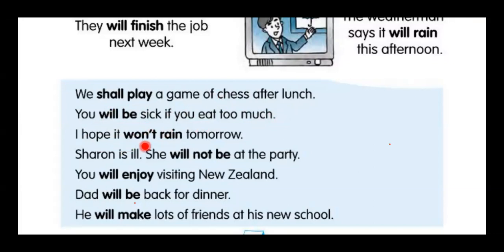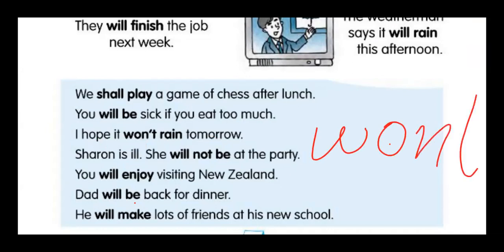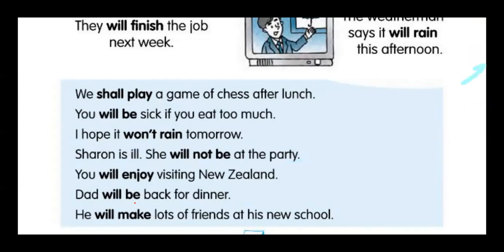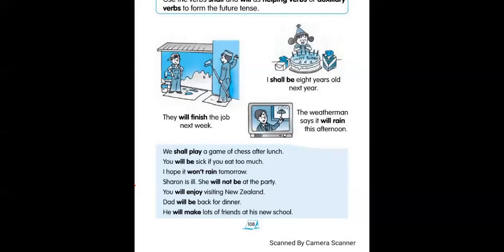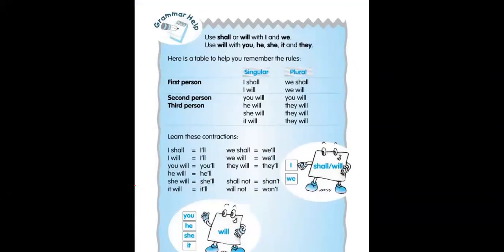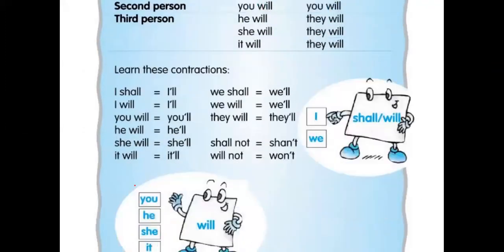I hope it won't rain tomorrow. So here won't is used, right? Won't is again a contraction over here, okay? When you're not agreeing with something, you will say won't. When something is for disagreement or for a negative thing, we use won't.